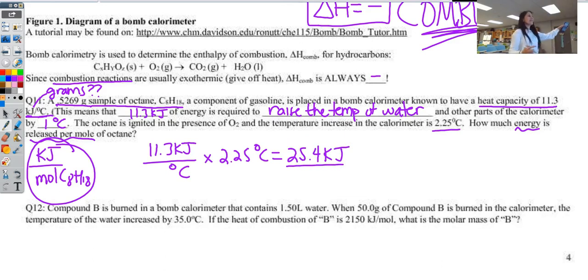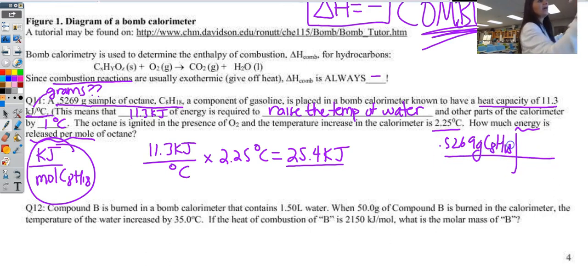So I'm going to take that 0.5269 gram of C8H18. And by the way, you could do this all as a bridge if you really wanted to. Don't forget, we're going to use 12.01 for the carbon, and we are going to use 1.008 for each hydrogen.